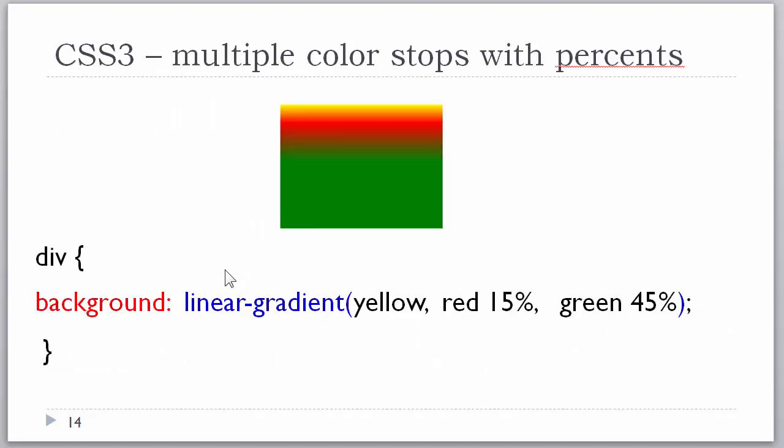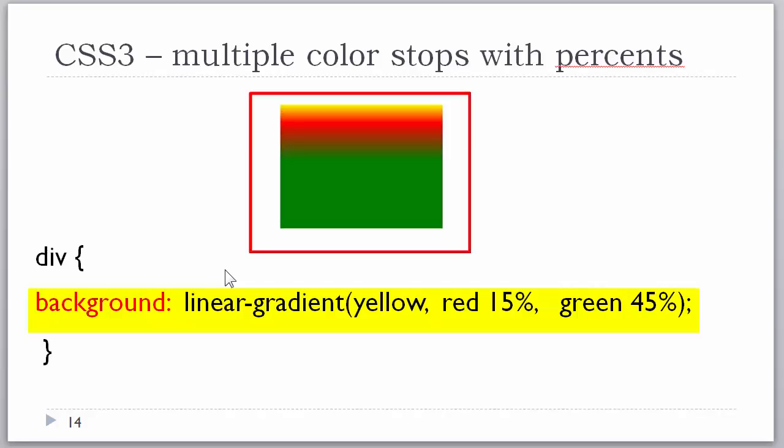So here's another example of color stops with percents. If you look at our syntax, we have yellow, which is essentially starting at 0%. Red starts 15% of the way down. Green starts at 45%. And here again, it gets to the point where it's a relatively solid green toward the end.